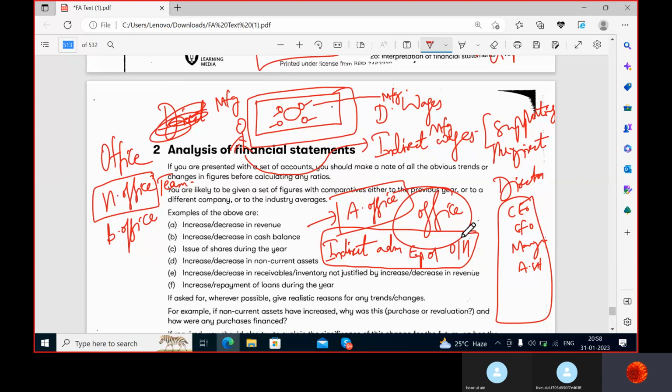So this was the detail. Make a small note of this, and then I will explain to you 3 ratios: gross profit ratio, operating profit ratio, and net profit ratio. You'll understand all the concepts clearly. Okay, please make a note of this.